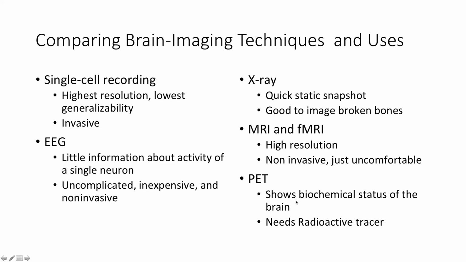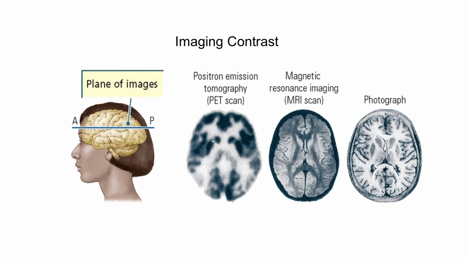And PET scan shows the biochemical status of the brain. However, it needs a radioactive tracer, but the radioactive tracer is not bad for you or anything. Okay, so it kind of depends. They use X-rays, EEGs, MRIs, and PET scans in the hospital. Single cell recordings are not used in a hospital. This is just research. So MRI has higher detail compared to PET and also to CT. I don't think I put CT on here, did I? No. So just believe me on that one.